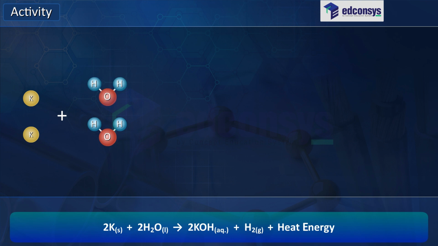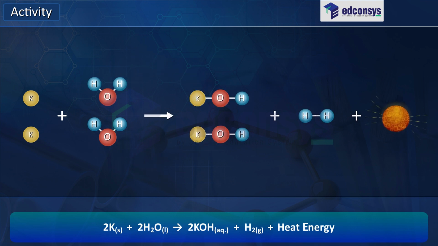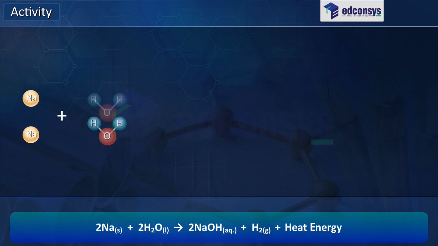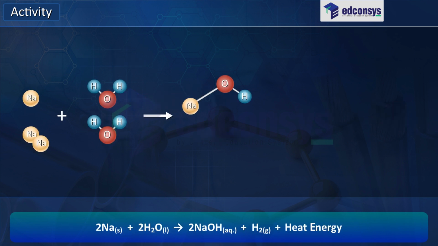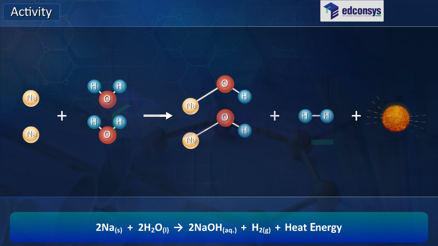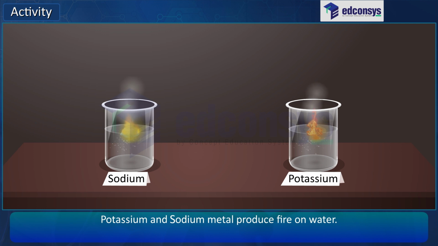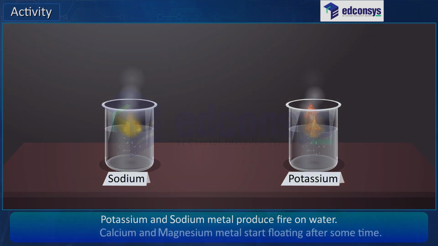2K + 2H2O gives 2KOH + H2 + heat energy. 2Na + 2H2O gives 2NaOH + H2 + heat energy. Potassium and sodium metal produce fire on water.